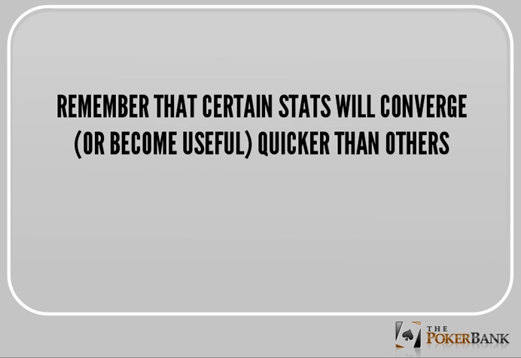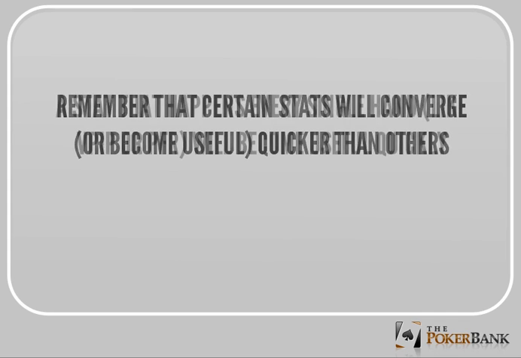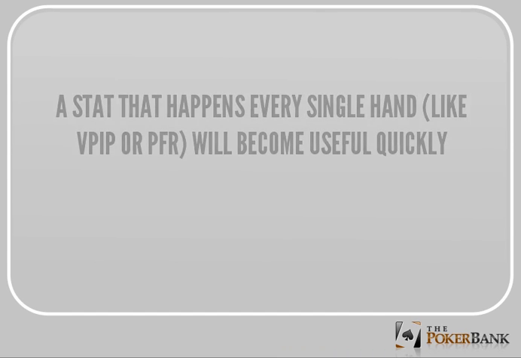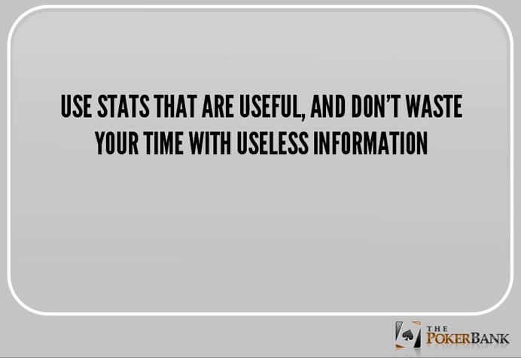So what I really suggest understanding is that certain stats are going to converge faster, aka be more useful. So something like VPIP and PFR, which happen every single hand, are going to be useful a lot faster than something like turn c-bet, which is going to happen a lot more rarely. So I would just suggest making sure that you only show stats that are relevant and happen often. And if you really want to have turn c-bet on your HUD, that's cool.